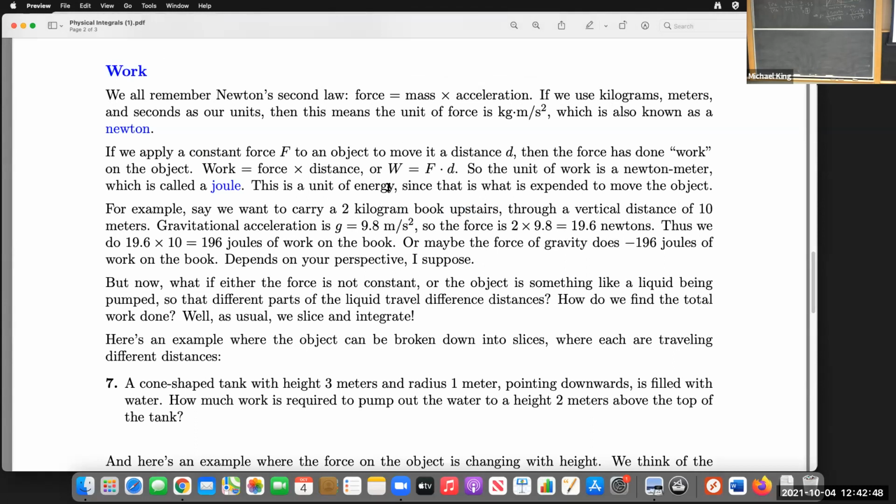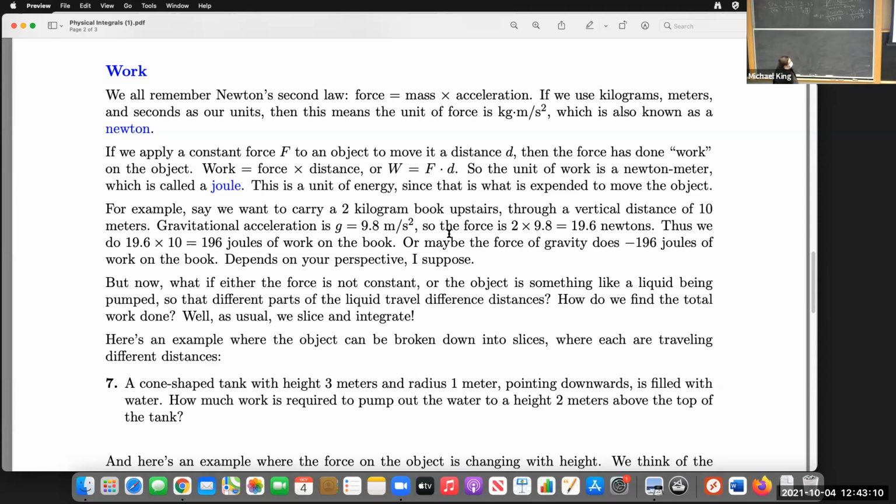All right. Hi, everyone. Only got 20 minutes left, so let's jump into this. So I have this just on the screen, the stuff about work. The idea is, this is a physics concept, but it's a nice application of integration ideas.